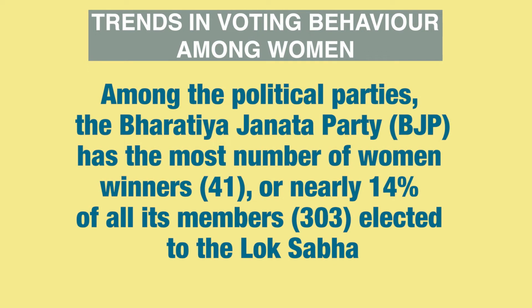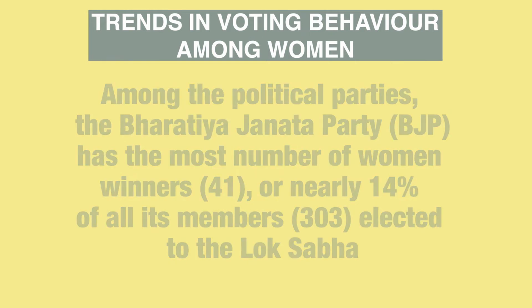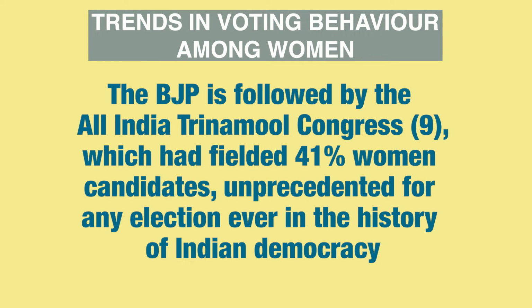Among the political parties, the Bharatiya Janata Party or the BJP has the most number of women winners, 41, or nearly 14% of its elected members in the Lok Sabha. The BJP is followed by All India Trinamool Congress, which has 9 women representatives, and they had fielded 41% women candidates, unprecedented for any election ever in the history of Indian democracy.